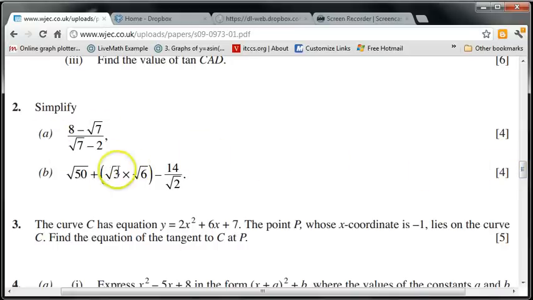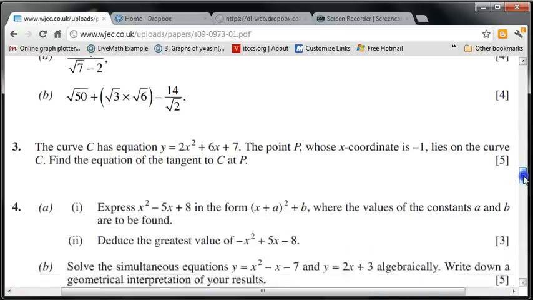Question 2 in the C1 paper is on surds here. Look for a question like that. That's a great question to start on, isn't it? Because it's fairly straightforward to do that one.